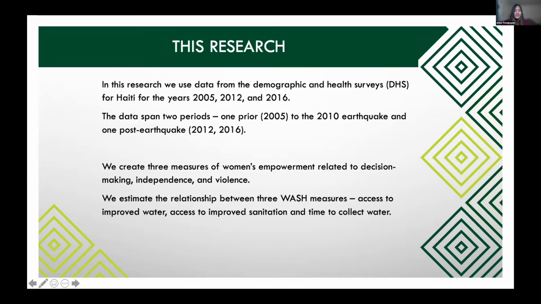In this research, we used data from the Demographic and Health Survey for Haiti. We have 3 years of data, which are 2005, 2012, and 2016. We have 1 year before the earthquake and 2 years after the earthquake.